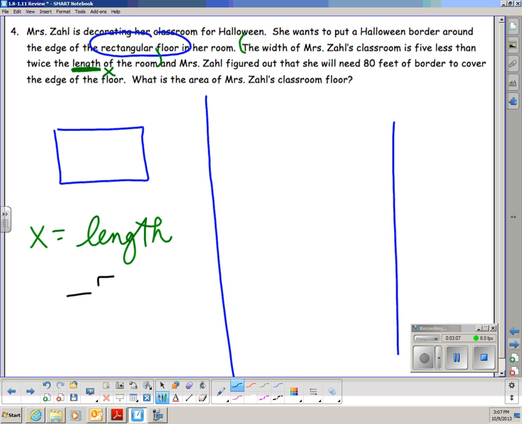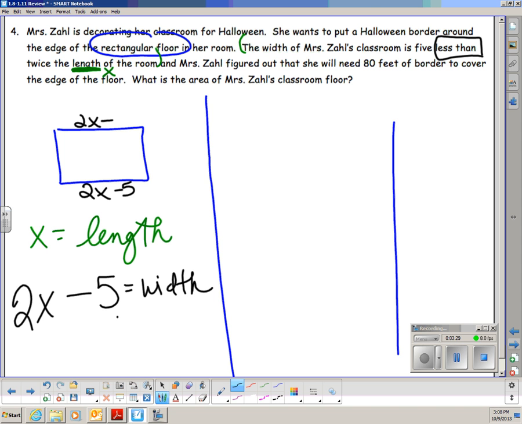Then your width is 5 less than twice the length. So 5 less than, I subtract 5 at the end. This is where people mess up. 5 less than twice the length would be 2x minus 5. Remember to switch the order here with less than. 5 less than comes at the end. You're subtracting at the end. 2x goes first. 2x minus 5 is your width. And x is the length.